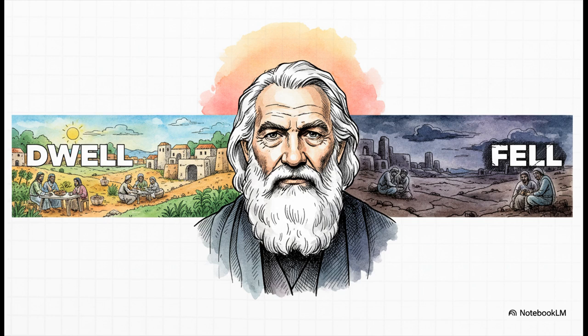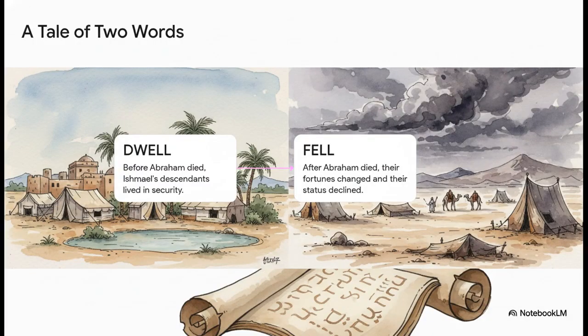He says, look, it's not a contradiction at all. It's a timeline. The choice between dwell and fell depends entirely on a single massive event, the death of the family patriarch, Abraham. So here's how it works. Rashi explains that as long as Abraham was still alive, his influence and his merit kind of acted like a shield protecting his whole family.